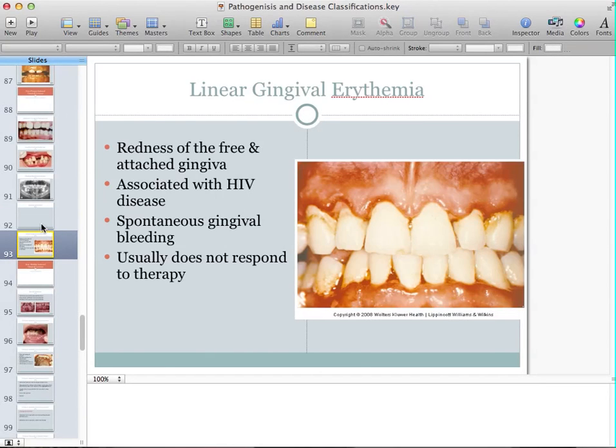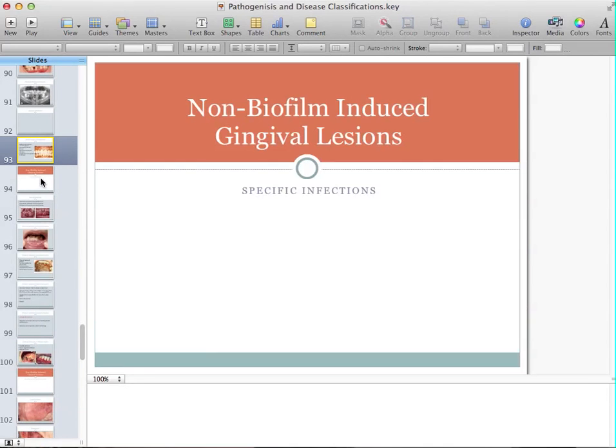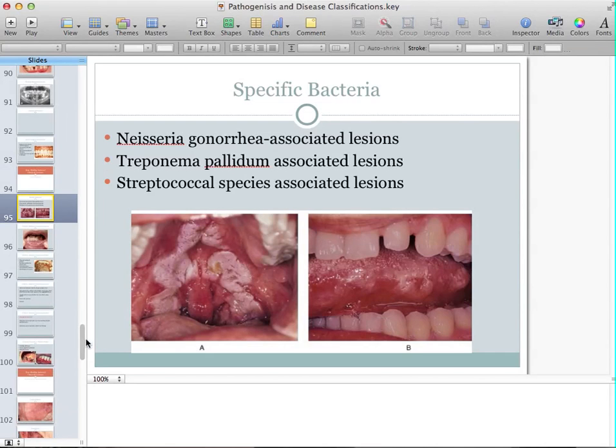Alright, so now you have gingival infections. Linear gingival erythema. Now remember, this is a gingival disease that is associated with not biofilm, but an infection. So this is associated with HIV. It's a redness of the free and attached gingiva. It's that red band of line that goes up and down the marginal gingiva, linear gingival erythema, and it doesn't respond to therapy.